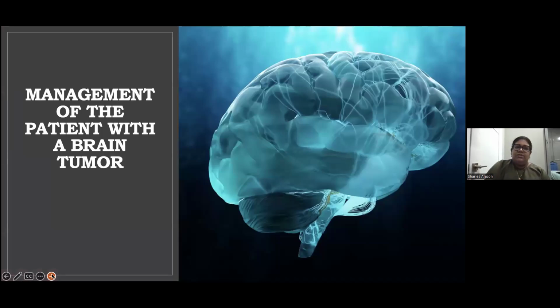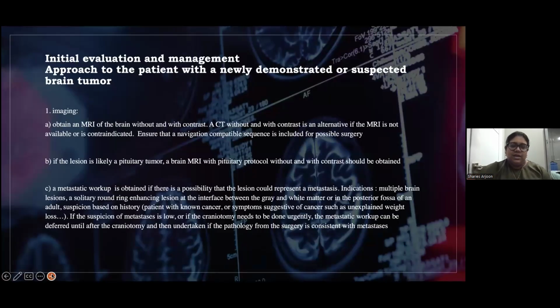So how do we manage patients with brain tumors? In the initial evaluation and management of a patient with a newly demonstrated or suspected brain tumor, we would look at imaging first and obtain an MRI of the brain with and without contrast. A CT with and without contrast is an alternative if MRI is not available or is contraindicated. Ensure that a navigation-compatible sequence is included for possible surgery. And if the lesion is likely a pituitary tumor, an MRI of the brain with pituitary protocol, with and without contrast, should be obtained.